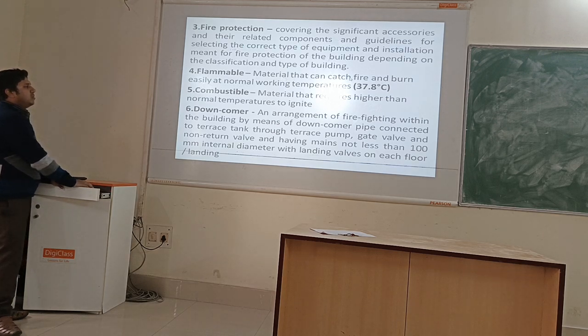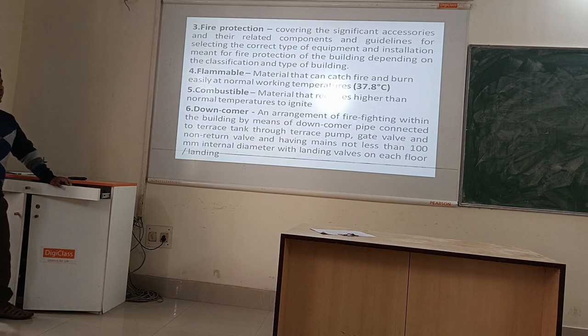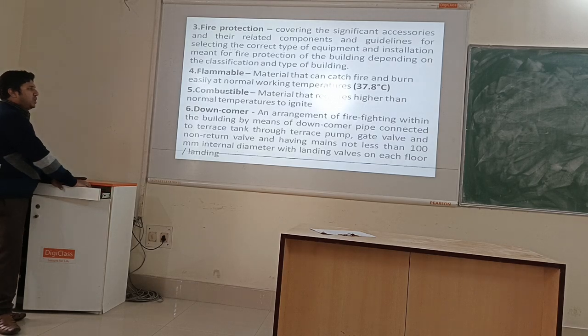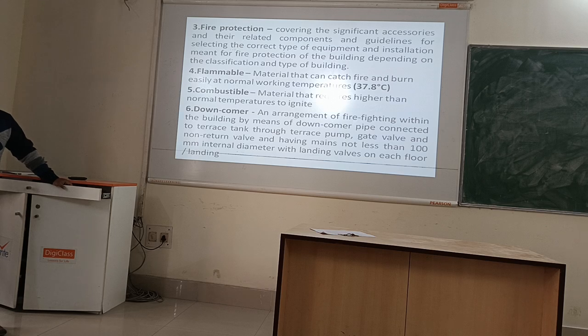Next is flammable material. All those materials which have a working or normal temperature of more than 37.8 degrees Celsius are called flammable materials. Most of the paper, wood, plastic fall under this, with a working temperature less than this, and also oils, different types of oil. Combustible materials will burn, but they require a higher temperature than flammable materials. These are called combustible materials.